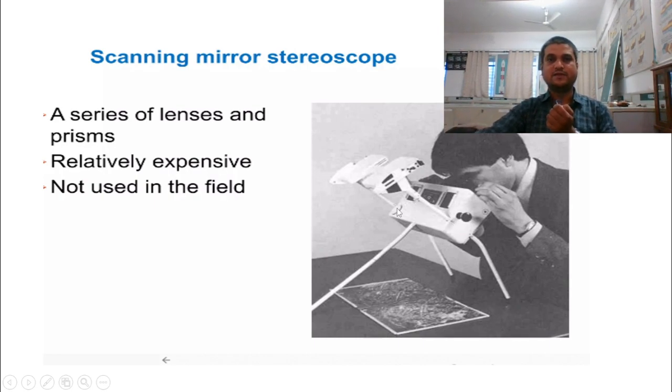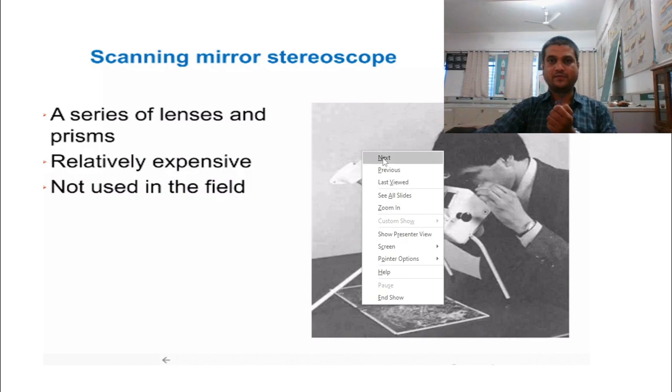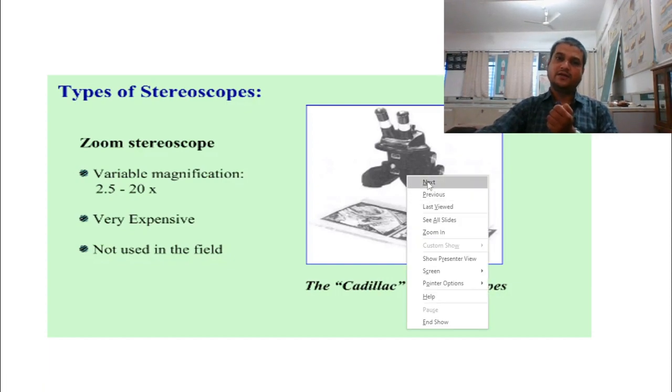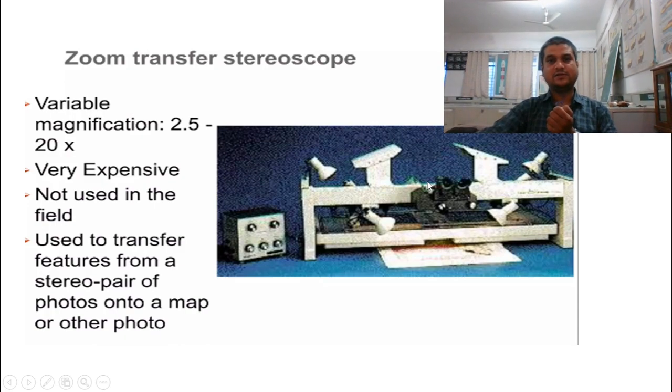This is not used in the field, as compared to the mirror stereoscope and the simple pocket stereoscope; these both are used in the field. The scanning mirror stereoscope is not used in the field. The next is the zoom stereoscope, with variable magnification 2.5 to 20x, very expensive, not used in the field. This is the figure of that. It is very expensive. Here is the eyepiece. After overlapping, we can obtain a 3-dimensional view.